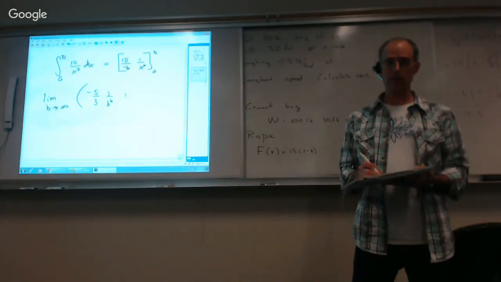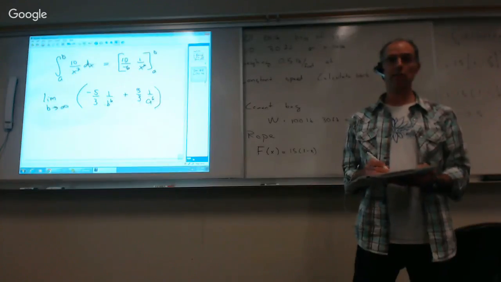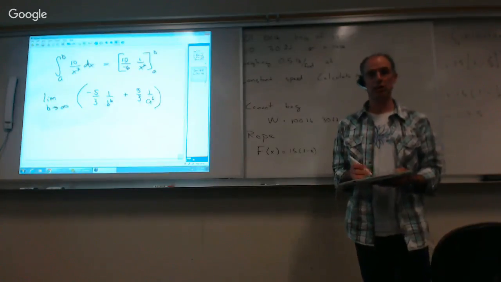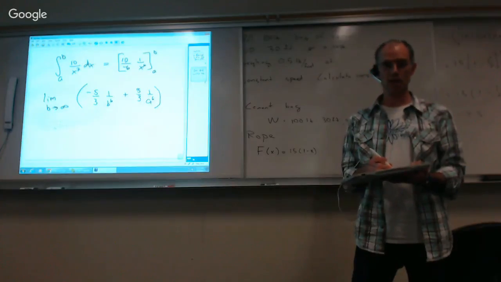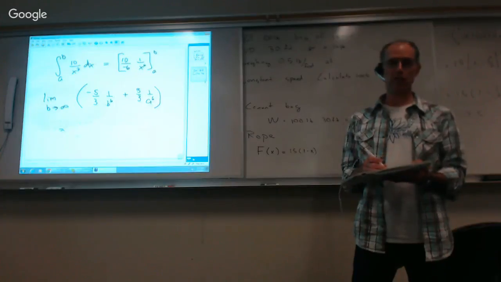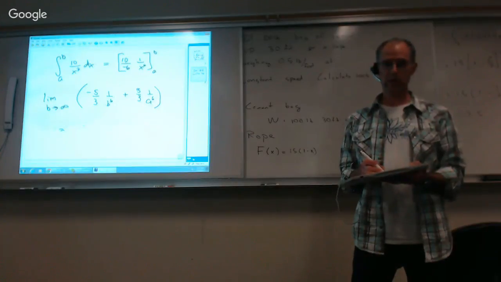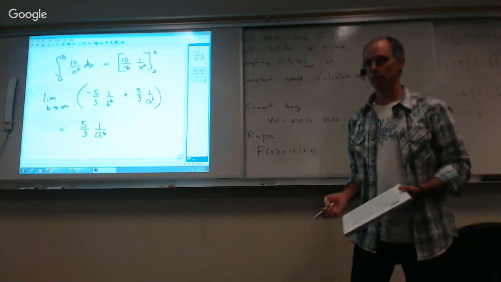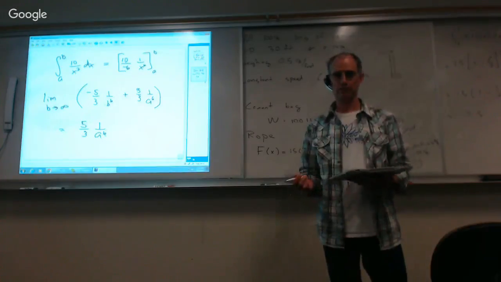So negative 5/3, 1 over B to the 6th. And then we'll have a minus a negative, so a plus 5/3, 1 over A to the 6th. Pretty straightforward here, as B gets large, the fraction goes to 0, so this thing just disappears. And so when we apply the limit to our improper integral, we end up with 5/3 times 1 over A to the 6th as what we evaluate.